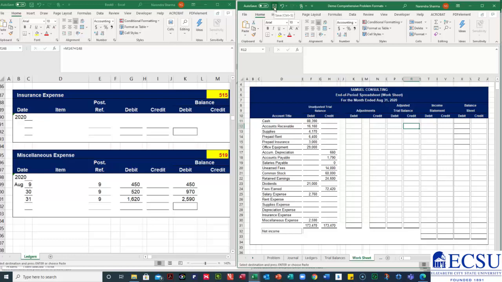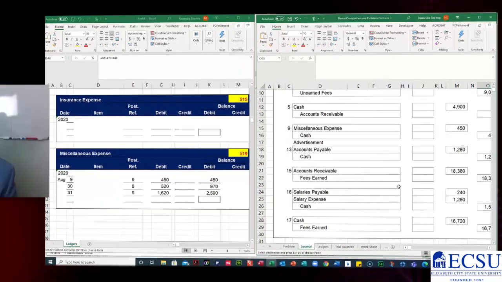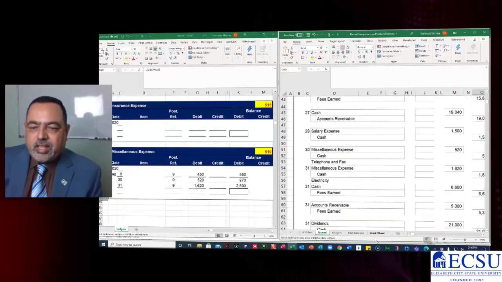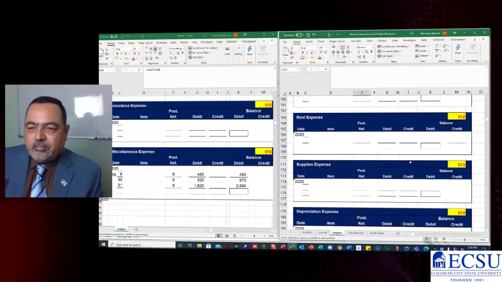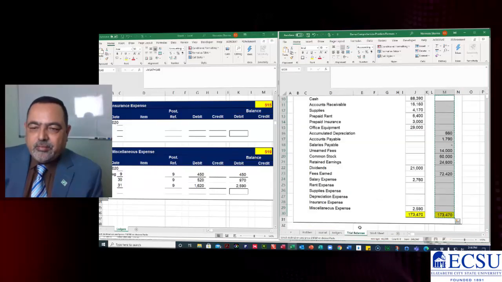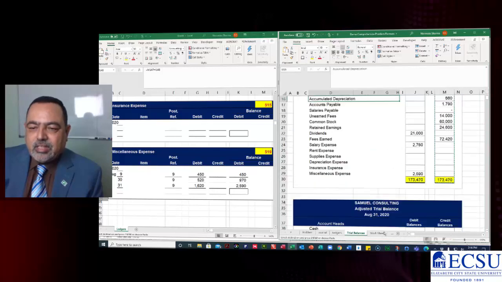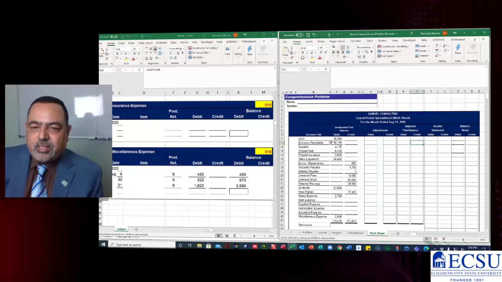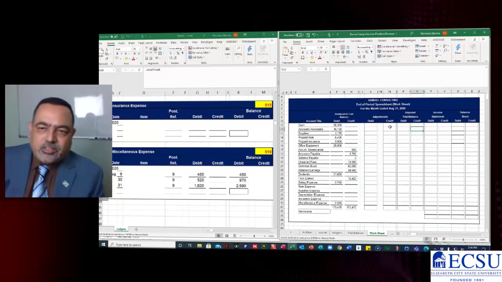So this is what we have done so far. We did journals, 2 pages of journal, 8 and 9. Then we did several ledgers. Then we did a trial balance, the unadjusted trial balance, and then we just posted the unadjusted trial balance to the worksheet. So that is all we are going to do today.